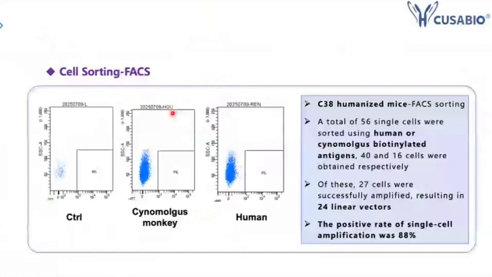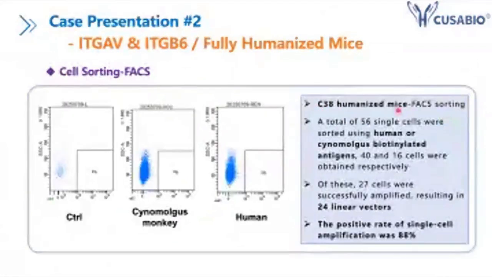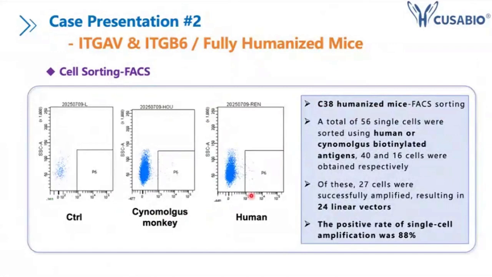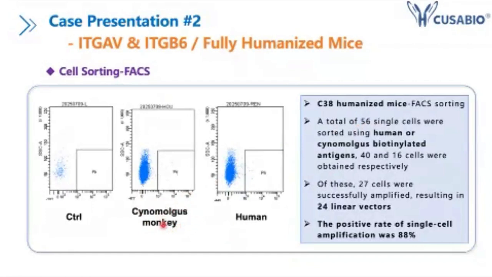So for this case, the different thing about this case is that we use the humanized mouse, the C38. So we use this humanized mouse to affect the screening. And also another different thing is that we got a total of 56 single cells. So these 56 single cells were sorted using the cynomolgus antigen and also the human antigen.